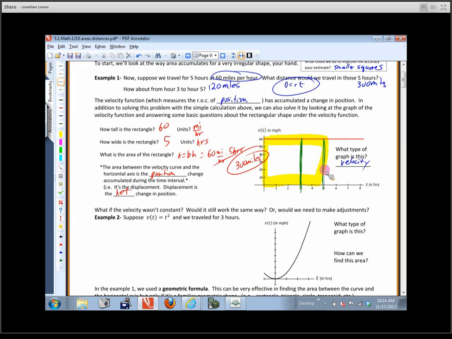How tall is the rectangle? 60 miles per hour tall. How wide is it? 2 hours. So 60 miles per hour times the 2 hours to find the area there. And this area right there would be 60 miles. So the area underneath this velocity curve actually represents a distance. And that's the relationship we're heading toward, although we're going to make this much more broad by the time we get done with this chapter. Are there any questions there?